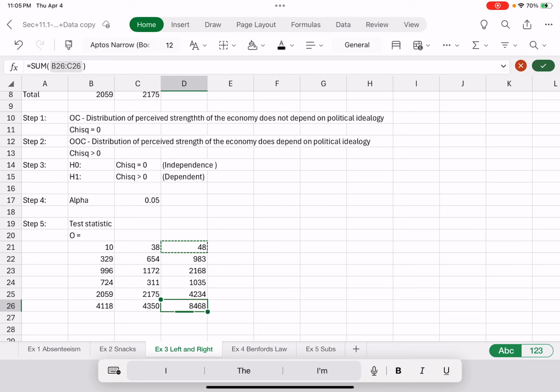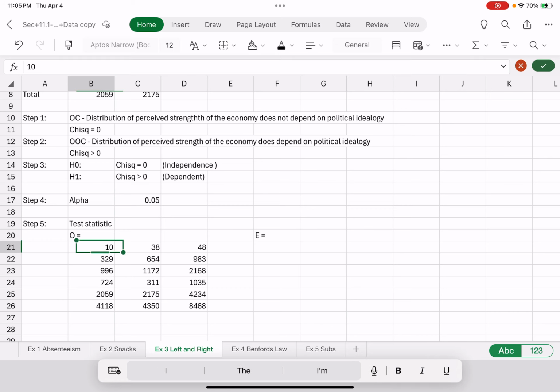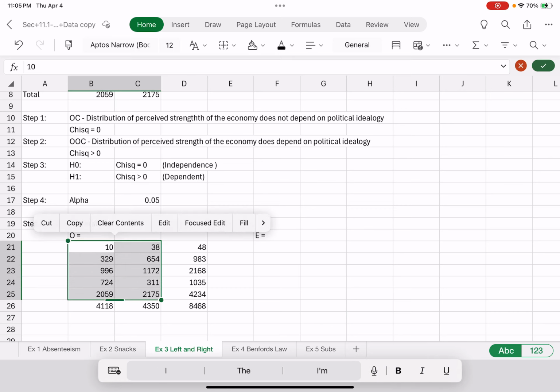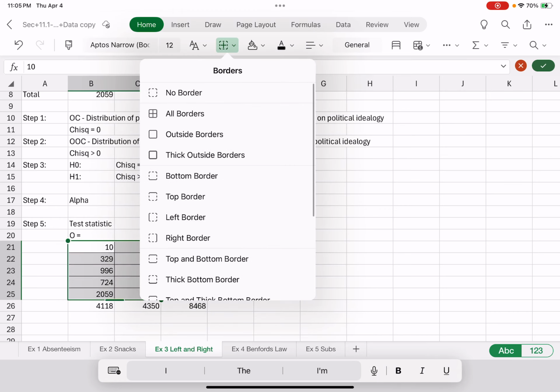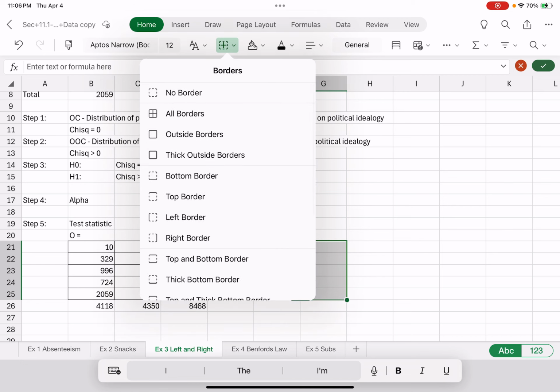Let's go one more. Command V. There. Okay, so there's 8,468 people polled by this Pew Research study. All right, now let's compute the expected. So here's the original data, and I'm going to be filling in this box of expected data.